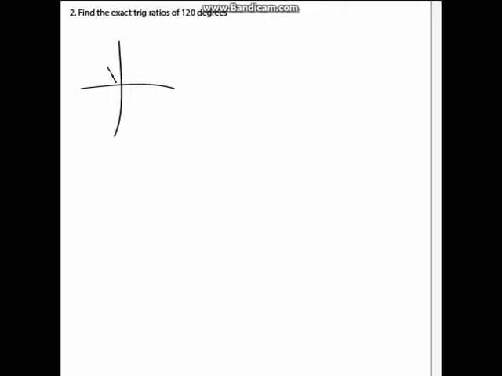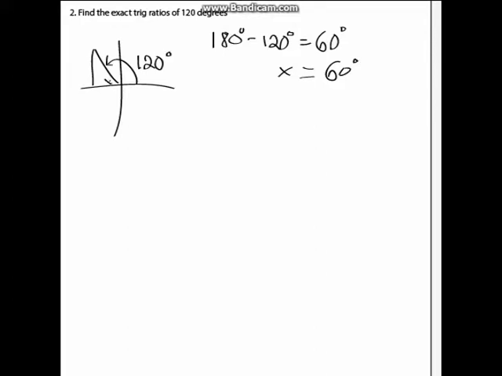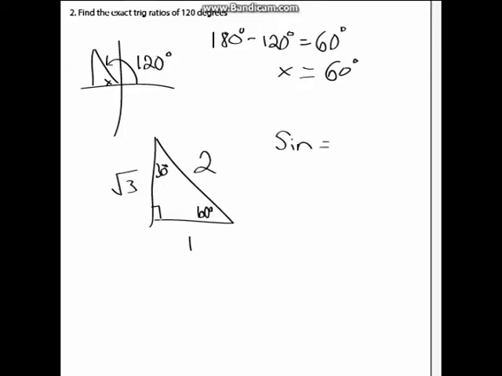The second question is also asking for the exact trig ratios, except this time you're given an angle of 120 degrees. 120 degrees does not match any of the special triangles, but its reference angle, 60 degrees, does. Again, you would fill in the values for the triangle, then use SOHCAHTOA to find the 3 trig ratios.